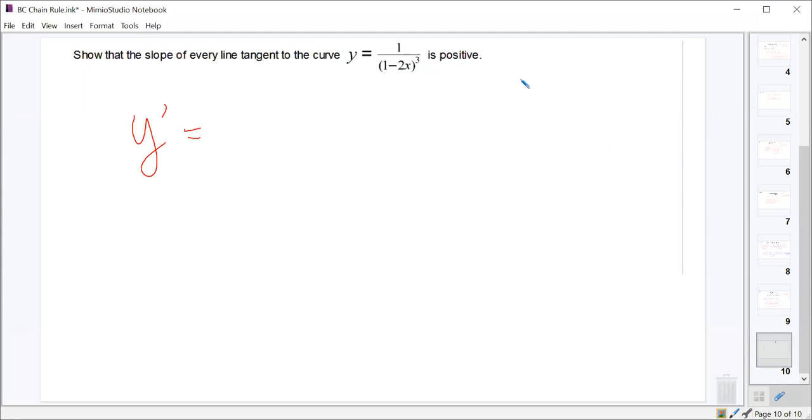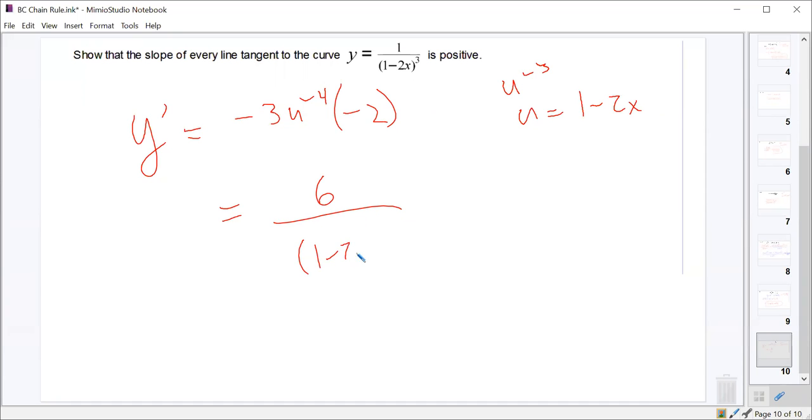This is u to the negative 3, right? So what's the derivative? Derivative ought to be negative 3 u to the negative 4 times the derivative of 1 minus 2x, or negative 2, which ought to give us 6 over u to the 4.